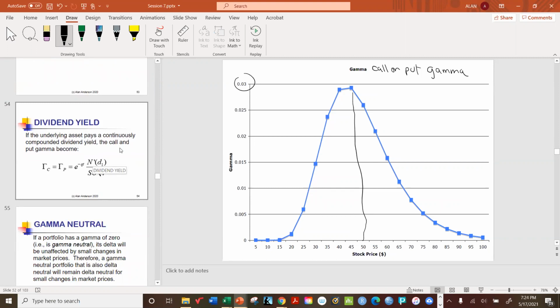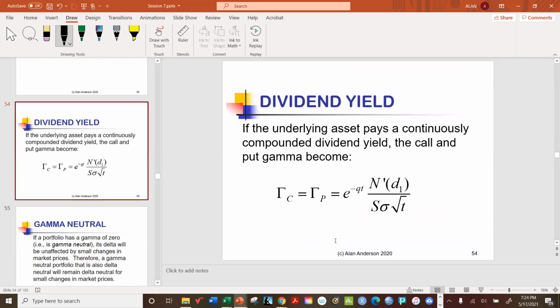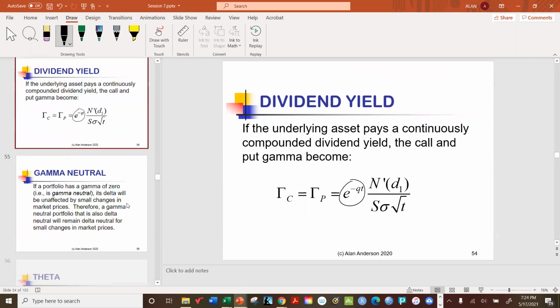All right, and then like with all the other cases, we'll see this throughout the chapter. If the asset provides some kind of a cash flow to the owner, we have to make a subtle modification to the gamma formula. It's always the same. You're multiplying by e to the minus qt power. So that's here. And again, it's a very subtle difference. This is probably going to be very, very close to 1, just not quite.